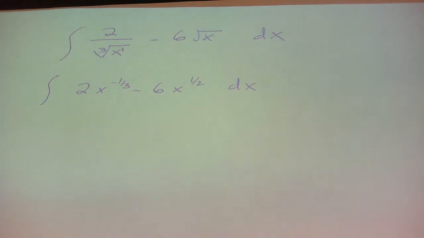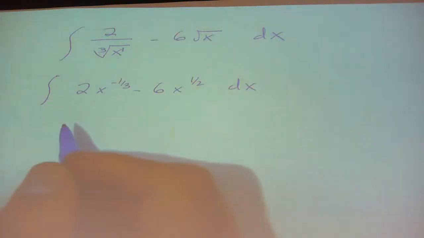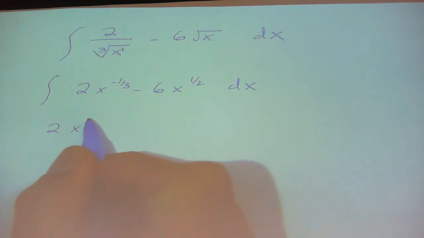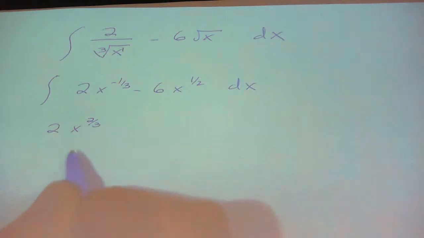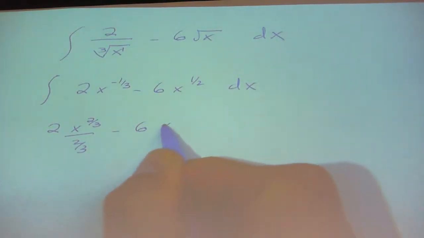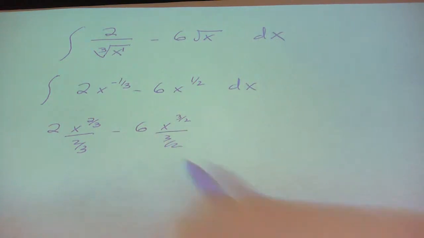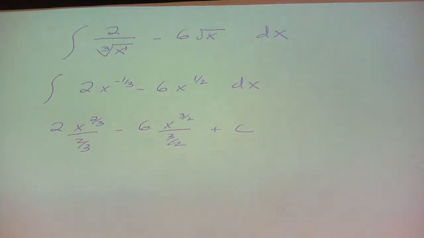Questions so far? Okay. Now, to take the integral, the 2 stays. If you add -1/3 plus 1, what do you get? 2/3. Divide by 2/3. Minus 6. If you add 1/2 plus 1, what do you get? 1.5 or 3 over 2, however you want to do it. Divide by 3 over 2, or 1.5. Don't forget your plus c.